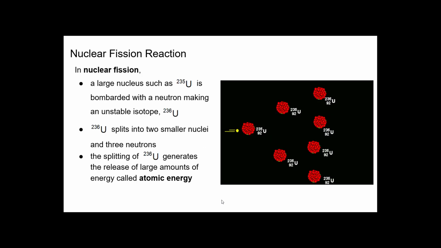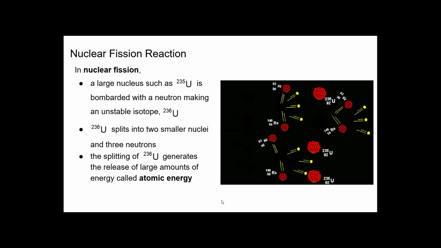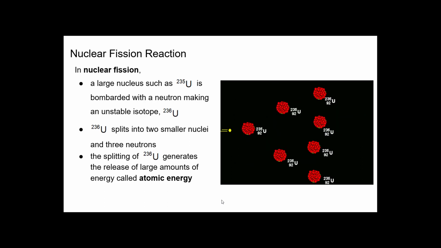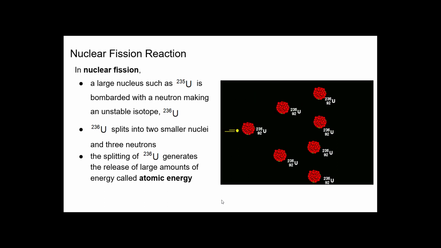So I found a GIF explaining exactly what I stated, and I'm just going to go over it again. A large nucleus such as uranium-235 comes into contact with a neutron, producing an unstable isotope, uranium-236. Uranium-236 splits into two smaller nuclei and provides 3 neutrons. Each of these neutrons will now come into contact with another uranium-235, and this will keep going. This is a chain reaction, and this produces a huge amount of energy. This is atomic energy. This is an atomic bomb.